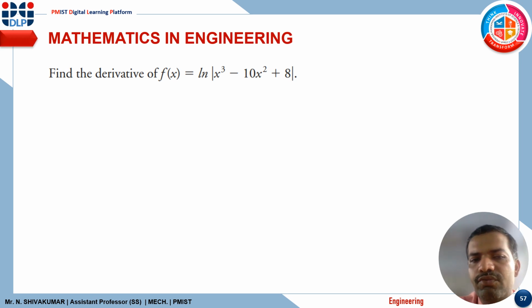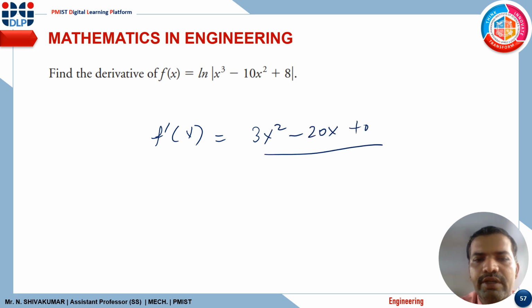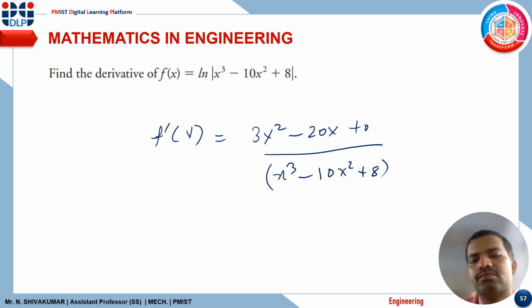So next, ln of x cube minus 10x square plus 8. What is f dash of x? So 3x square minus 20x plus 0 divided by x cube minus 10x square plus 8. Okay, understand?